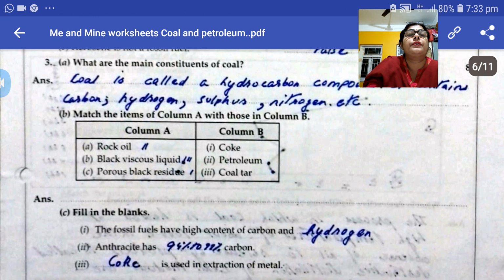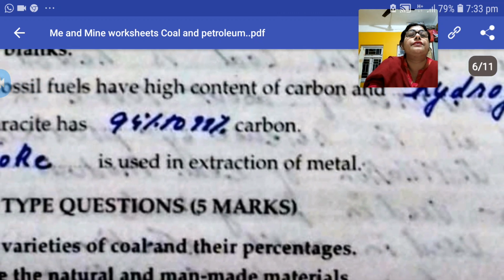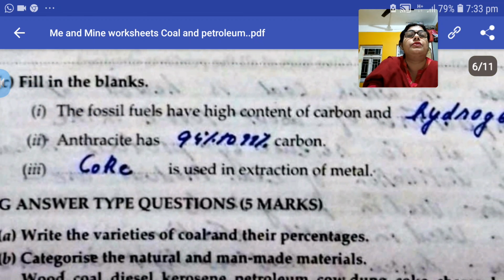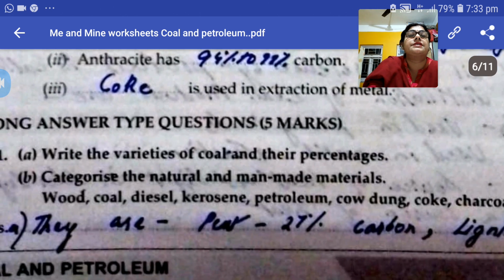Then we have match the following. You see rock oil, that is petroleum. Black viscous liquid, okay, coal tar. Porous black residue, that is coke. Then the fossil fuels have high content of carbon and hydrogen. Anthracite has, you see here it is written, 94 to 99% of carbon. Then coke is used in the extraction of metals.